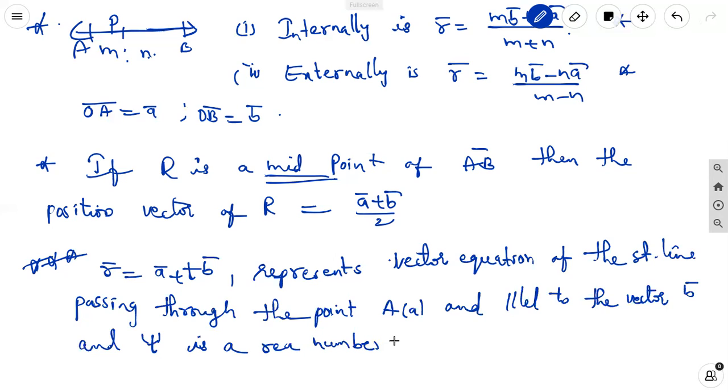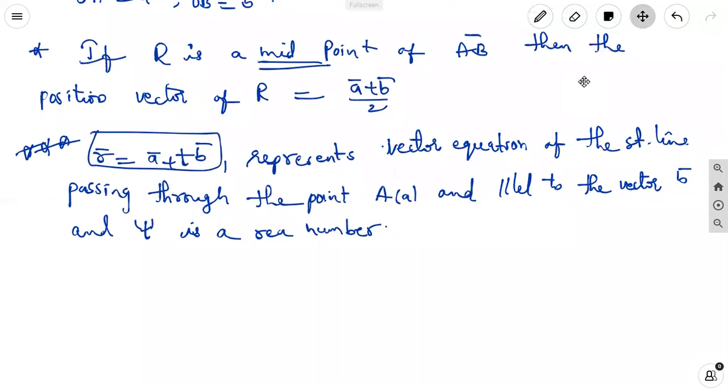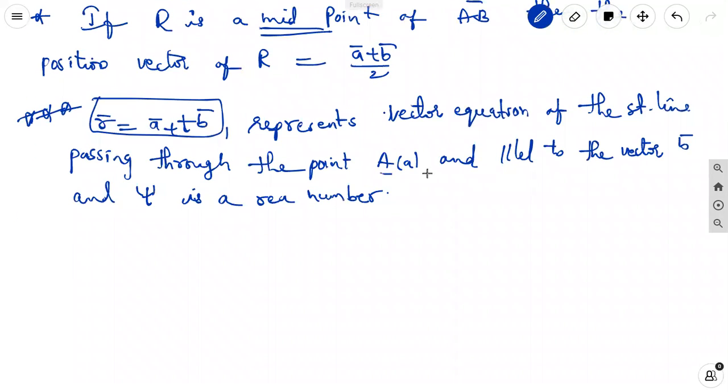It is the same as the addition of the vectors. R vector equal to A vector plus t B vector means the line is passing through the point A and parallel to the vector B. Then the vector equation of the straight line is A vector plus t B vector.